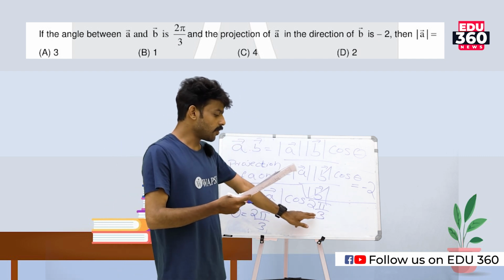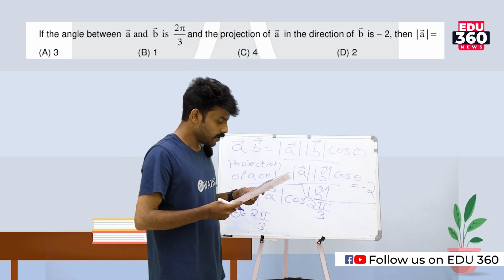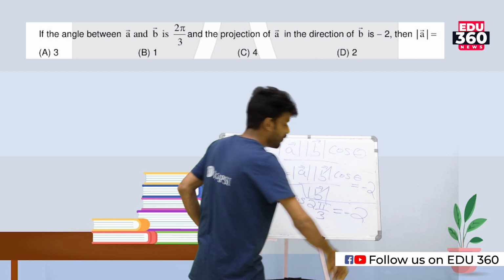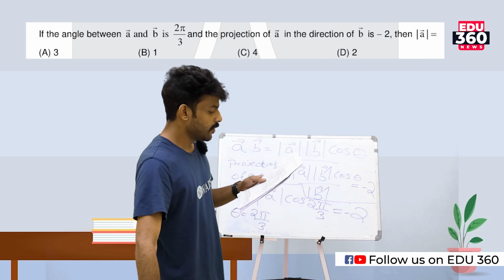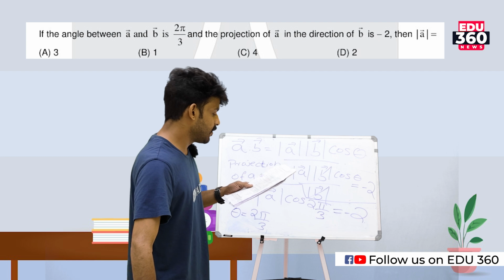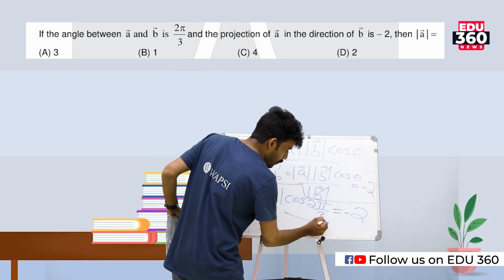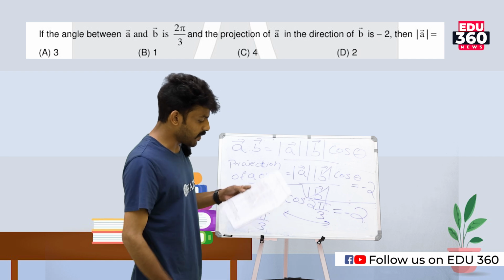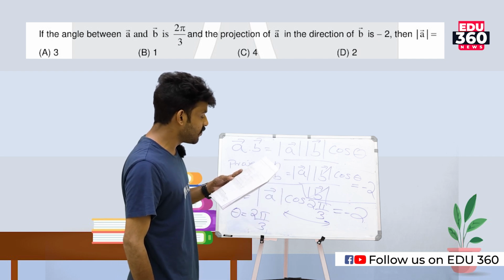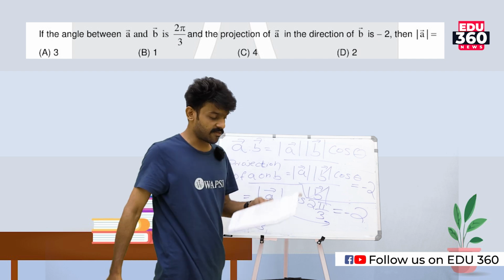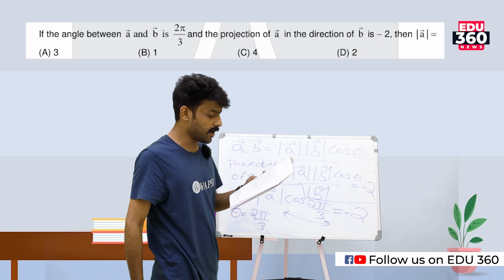Okay, yes, cos 2 pi by 3, so that is equal to -2. It's already given in the question. So in the next step, we can write cos 2 pi by 3. What is the value of this? The value is equal to -1/2. So for cos 2 pi by 3, we can substitute the value -1/2.